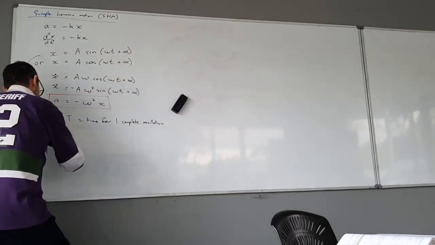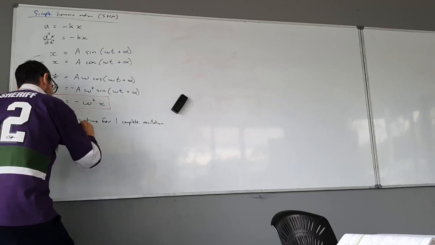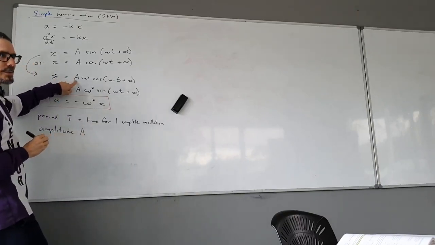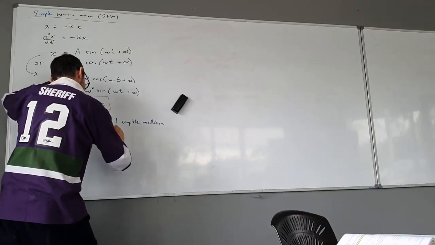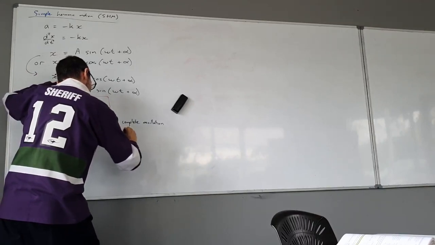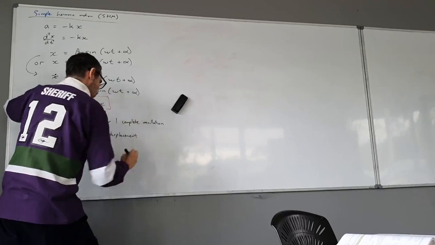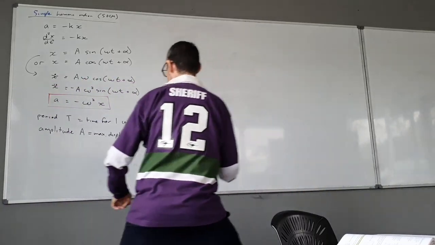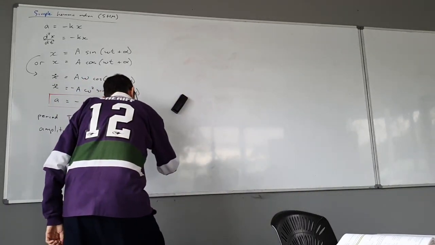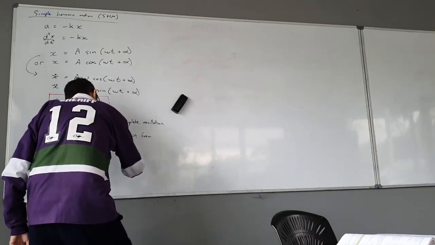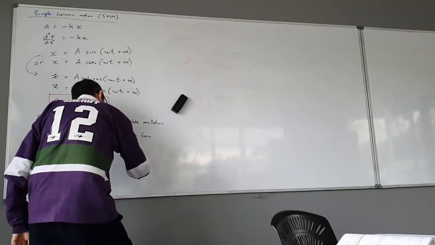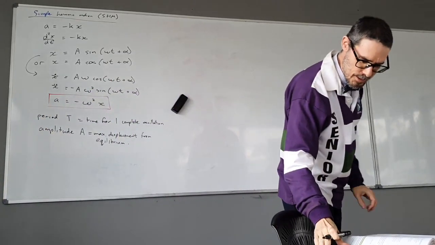Amplitude. We already have a letter for that. It's the distance away from equilibrium. Max displacement from equilibrium. I should say that. From equilibrium. There's too many vertical short lines.